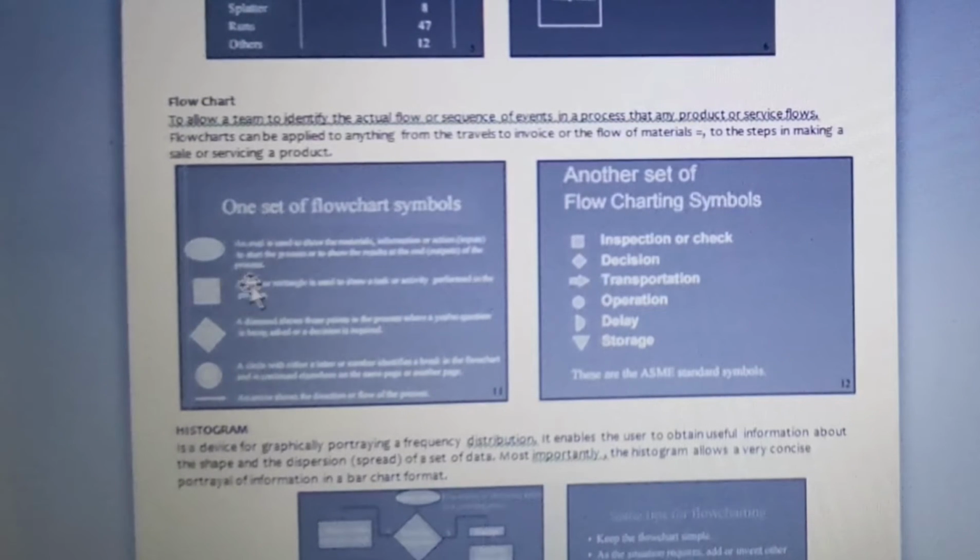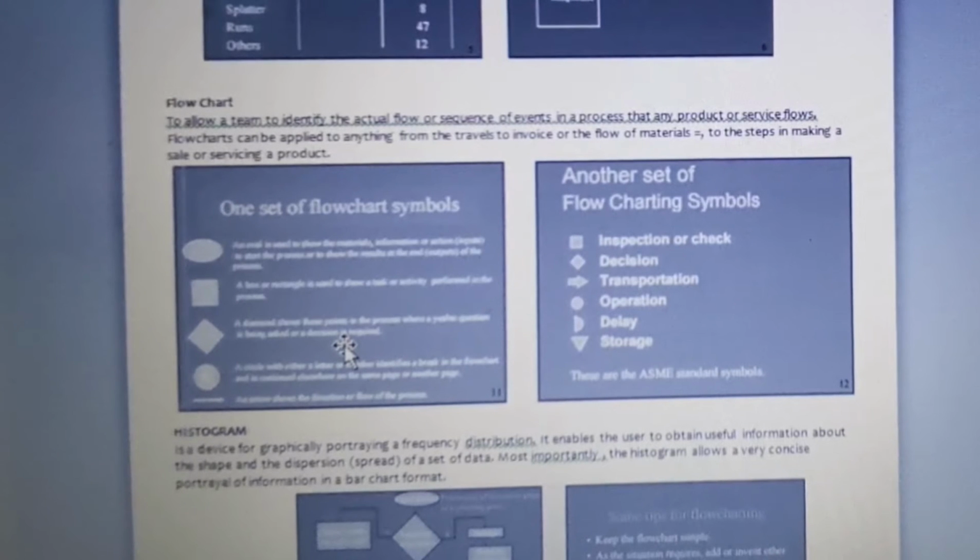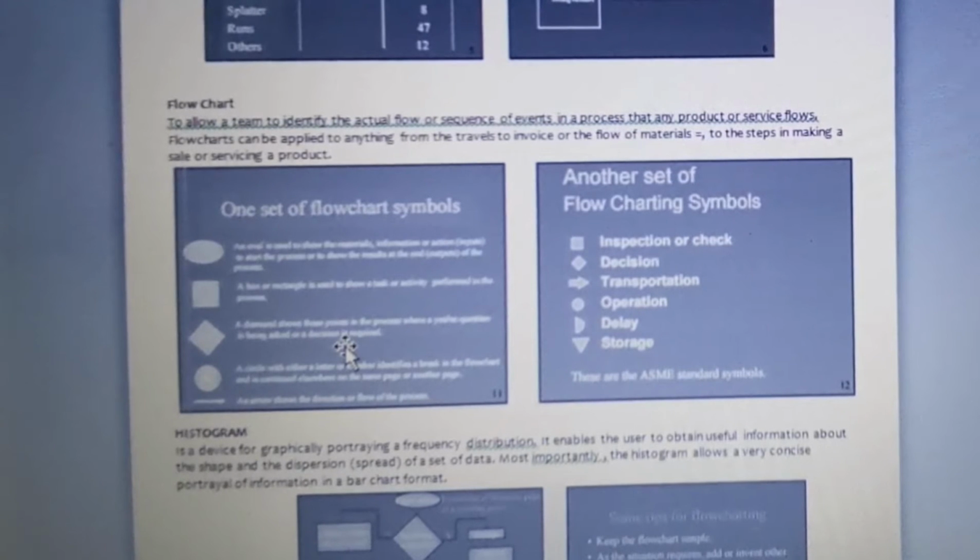You have the oval shape, the square shape, the diamond shape, the circle, and the lines. The oval shape is used to show the material, information, action, or inputs. The box or rectangle is used to show a task or activity. The diamond shows points in the process where there is a yes or no question being asked. The circle is either a letter or number identifying a break in the flow chart. And the arrow shows the direction of the flow or the process. So for instance, this one.